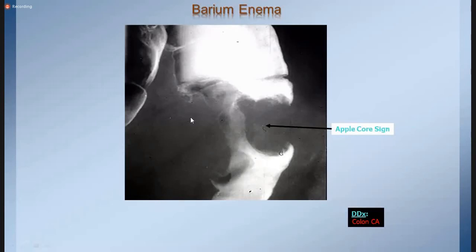So this is called apple core appearance, just like an eaten apple with its core remainder. This is the apple core appearance. So this is seen in cases of CA colon, carcinoma of the colon, neoplastic disease of the colon, which results in luminal narrowing and wall thickening and irregularity.